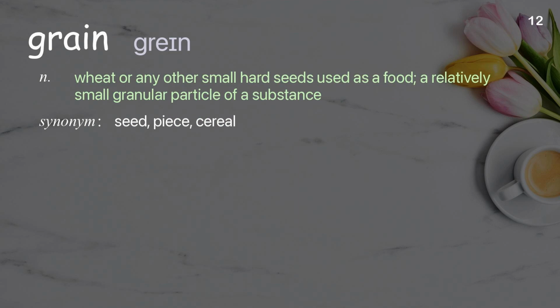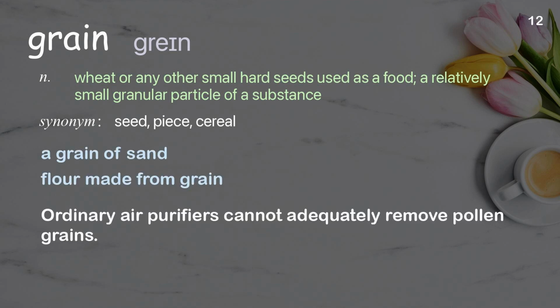Grain. Wheat or any other small hard seeds used as a food, a relatively small granular particle of a substance. Examples: A grain of sand. Flour made from grain. Ordinary air purifiers cannot adequately remove pollen grains.